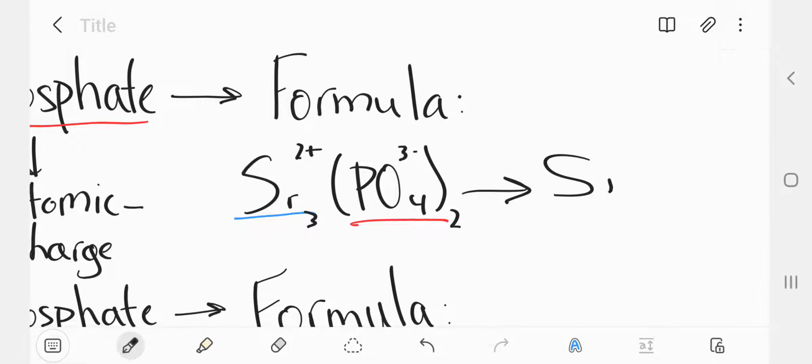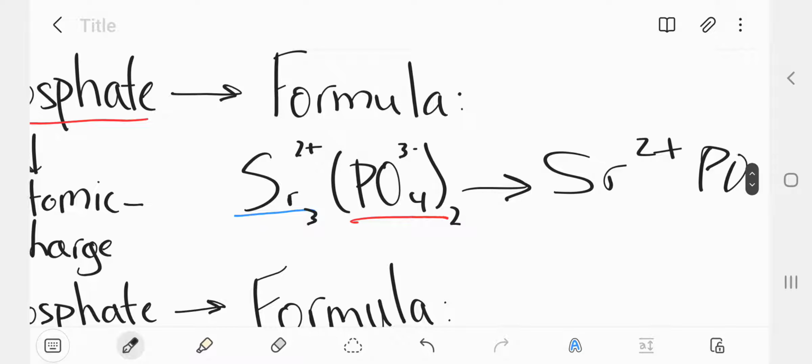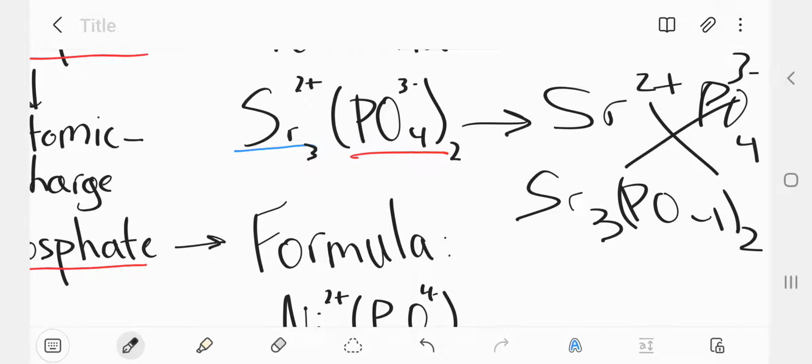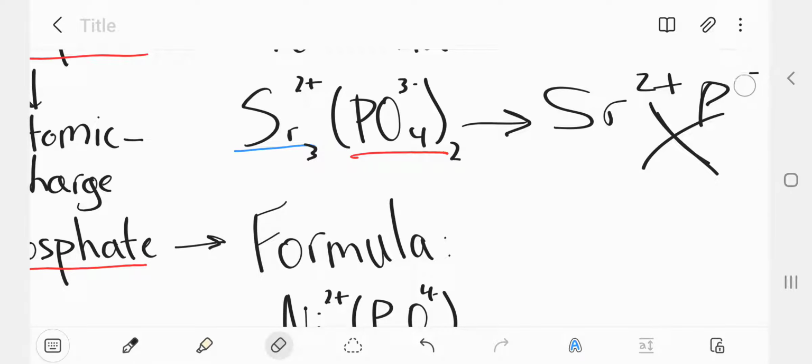Just write the Sr 2 plus, write the PO4 3 minus. Now all you need to do is crisscross them. Then you get Sr3 (PO4)2. Oh god, this is hard to write. Sorry for this horrendous handwriting, but I think you can get the point. You just crisscross them on both sides here, and then you'll also get your answer that way.